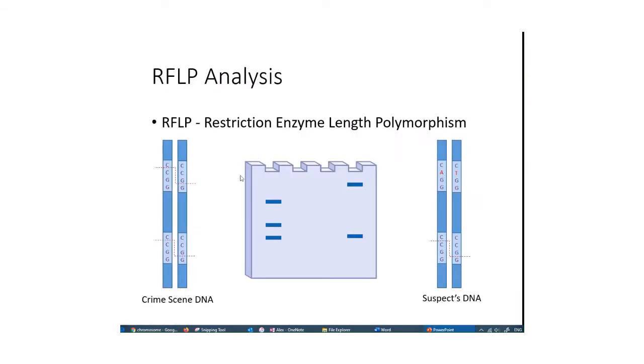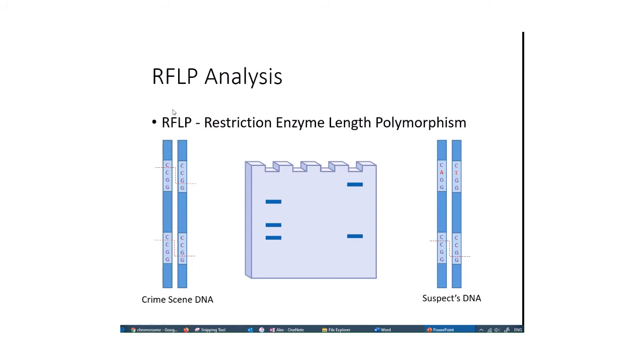In addition to STR analysis, you can also do something called RFLP analysis. So RFLP stands for Restriction Fragment Length Polymorphism. So let's say you have a crime scene DNA and you have a suspect's DNA, and you want to see if they're the same sample. So in RFLP, what you are going to do is mix the DNA with a restriction enzyme.